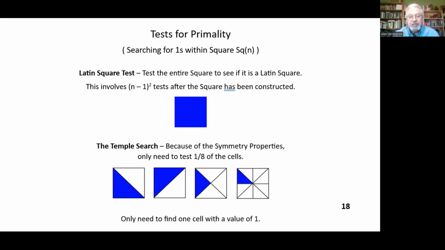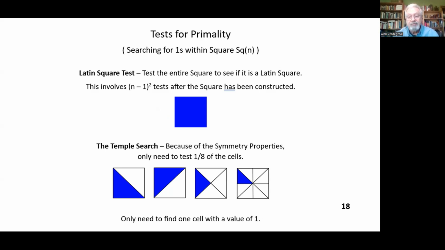The first testing strategy is simply the Latin square test. We can test each cell to see if its member is unique to its row and column. If all the cells have this property, then SQ of n is a Latin square and n is a prime number. Yet this is a lot of cells to check, especially if the squares are quite large for numbers into the trillions and beyond. Even for a computer, that's a lot of cells to test, and it could take hours to determine if a number is prime doing this.